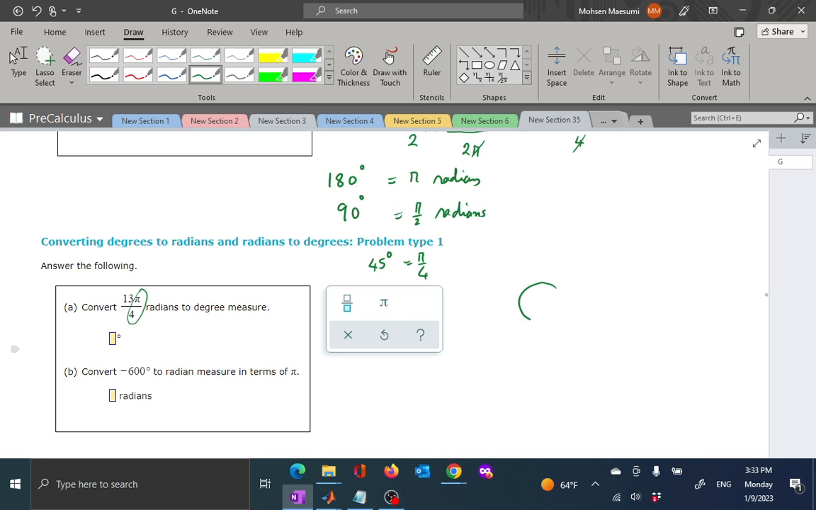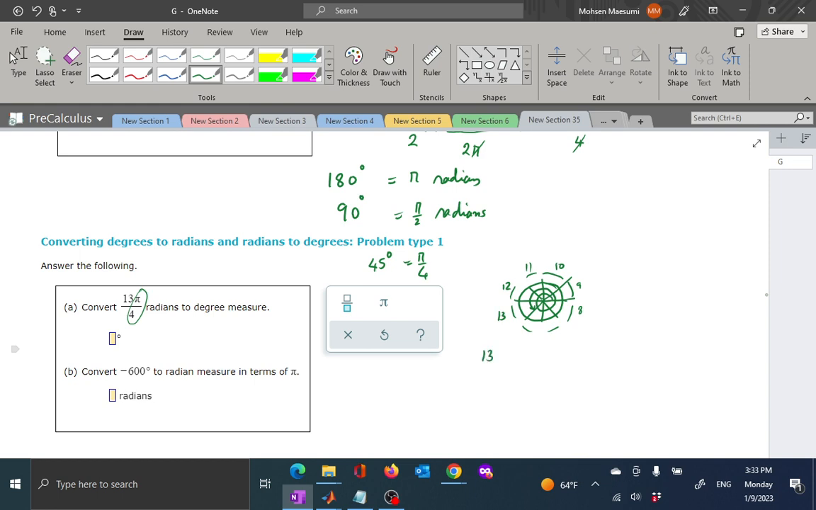You always want to draw a picture and remind yourself of what you are dealing with. So pi over 4 is that. You're dealing with 13 of them. So 1, 2, 3, 4, 5, 6, 7, 8. That's 8 slices of this pizza, and then we keep going. So here was 8, 9, 10, 11, 12, 13. So we have gone one whole circle, and then continue winding all the way up here. So that's the angle that we are dealing with.